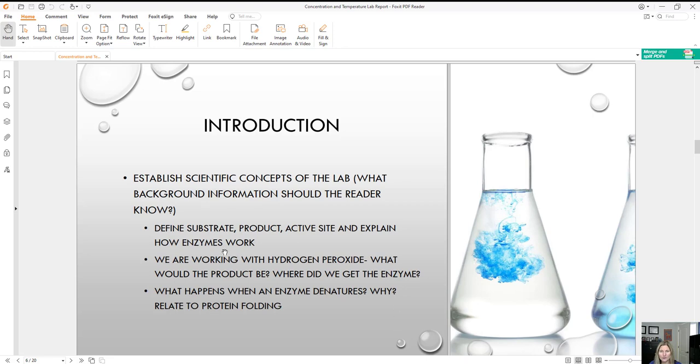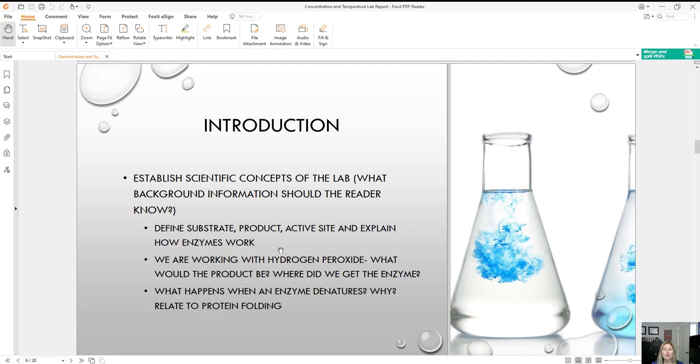Let's go back to what we should include. I expect some background information about enzymes. What I mean by that is, what is a substrate? What are the products? What is happening with the enzyme? What does the enzyme do to the substrate to create those products? You'll need to explain how enzymes work. I should see things like the active site defined and maybe activation energy, so how the enzyme lowers the activation energy. So give me some background information about how enzymes work.